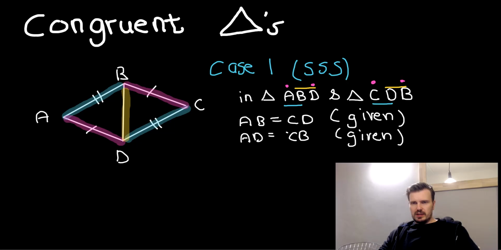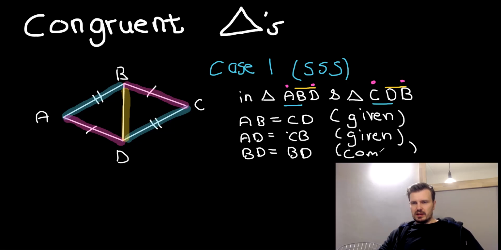Good. And then what's the last one? BD. It's weird to say, but we say BD equals BD. And what's the reason? Common. That's it.